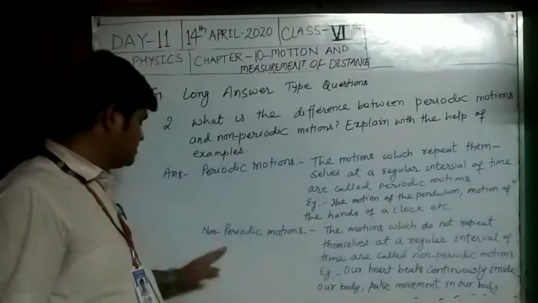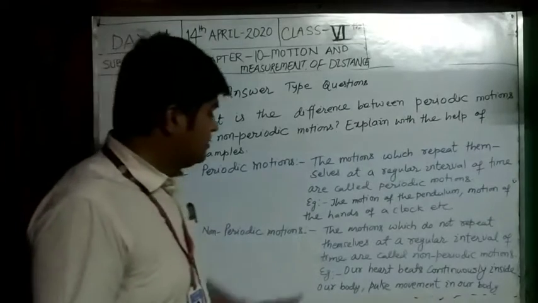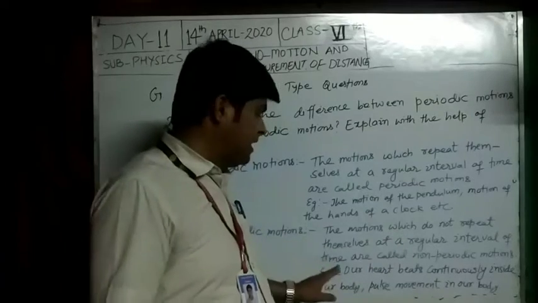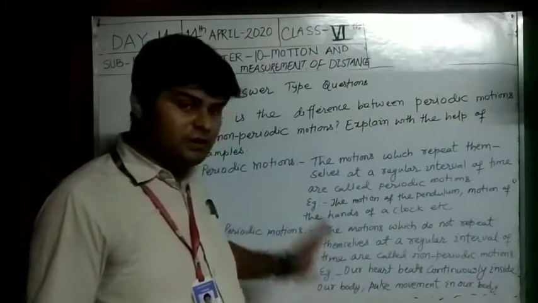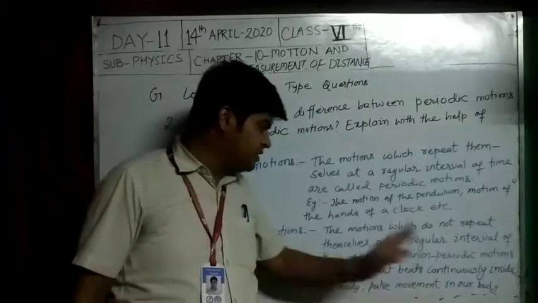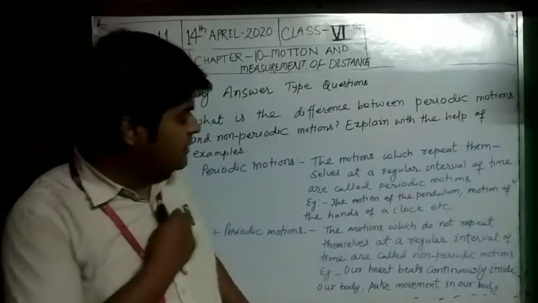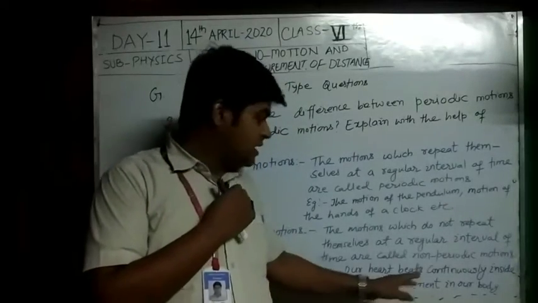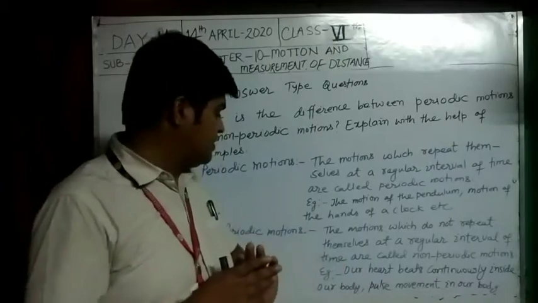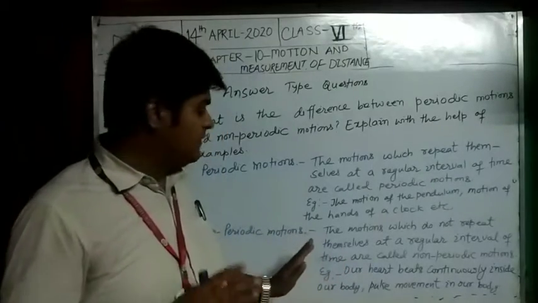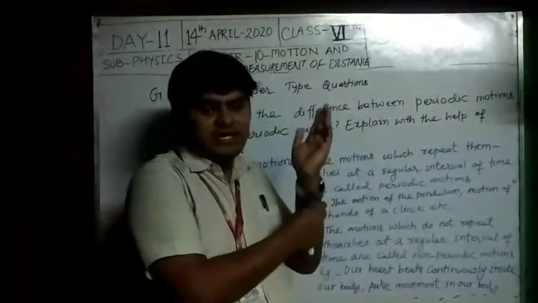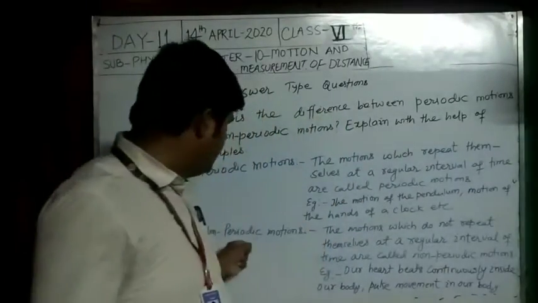Now let us see non-periodic motion. The motions which do not repeat themselves at a regular interval of time. That means the object moves but not in a regular interval of time. Such type of motion is called non-periodic motion. For example, heartbeat. Our heartbeat continues inside our body, but it is not in a fixed interval of time. So it is an example of non-periodic motion. Another example is pulse movement in our body, which is also an example of non-periodic motion.